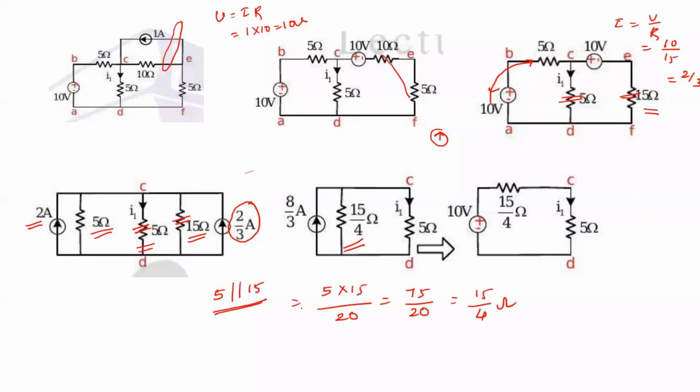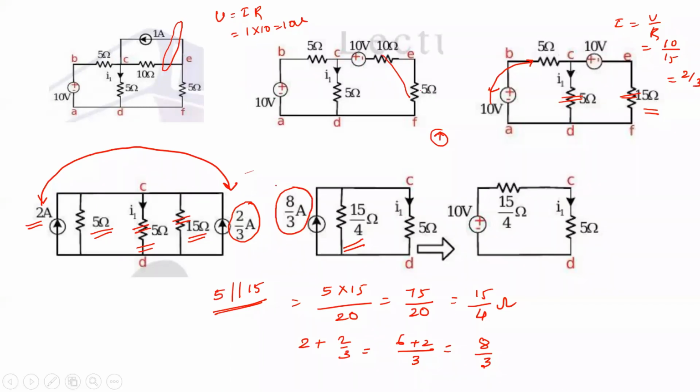Hopefully all of you got the same answer. And you can see here, 2 amperes and 2 by 3 amperes, they are in parallel, and observe the directions are the same, so these two should be added here. 2 plus 2 by 3, LCM is 3, 6 plus 2, that is 8 by 3 is the answer here. You can observe.